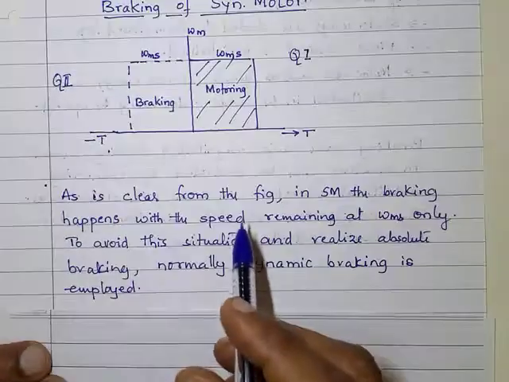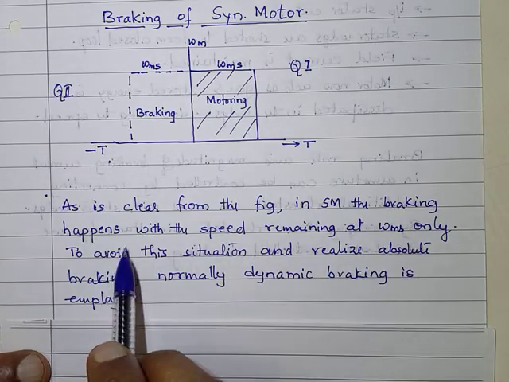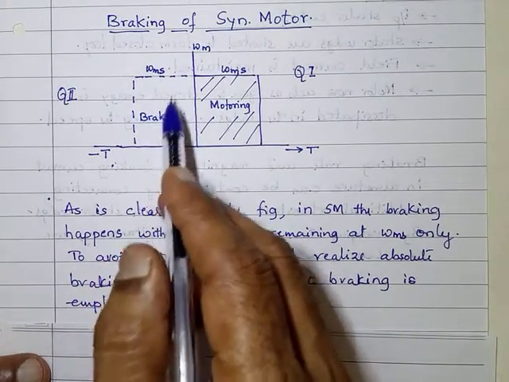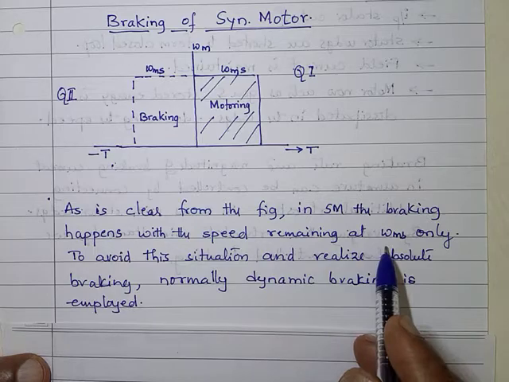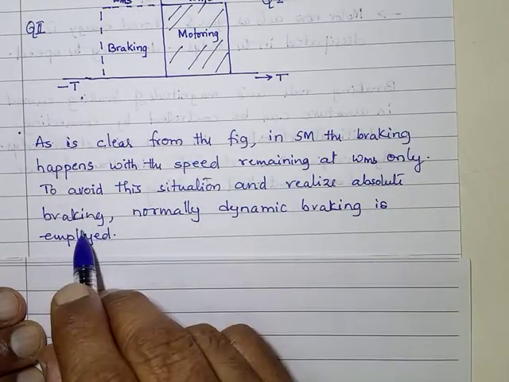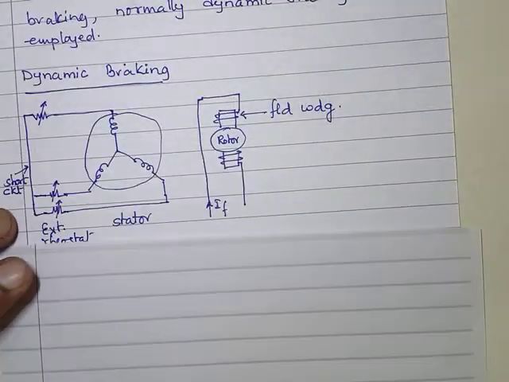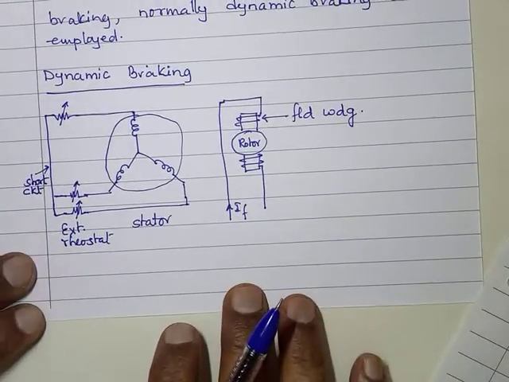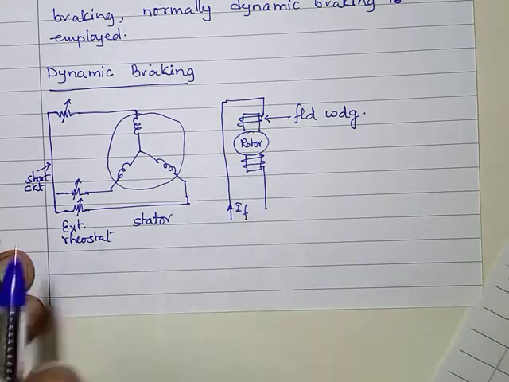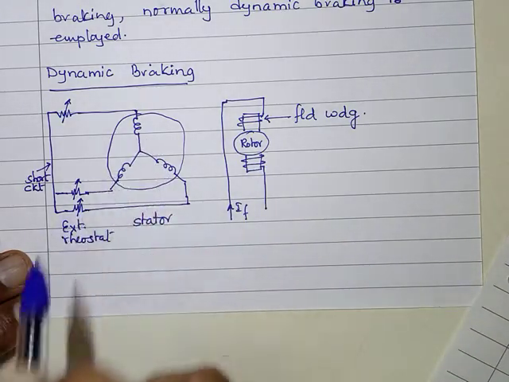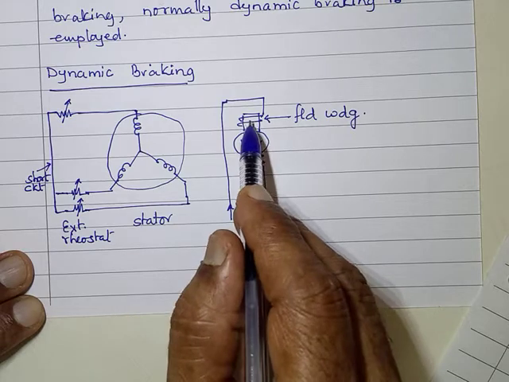So it is clear from the figure, the synchronous motor braking, what we call regenerative braking, the feedback of power, the speed remains constant, and to have the real braking, dynamic braking is employed. So during dynamic braking, what actually is done? Look at this. Synchronous motor, stator with 3 windings, rotor with the poles. Here the electromagnetic poles are shown.